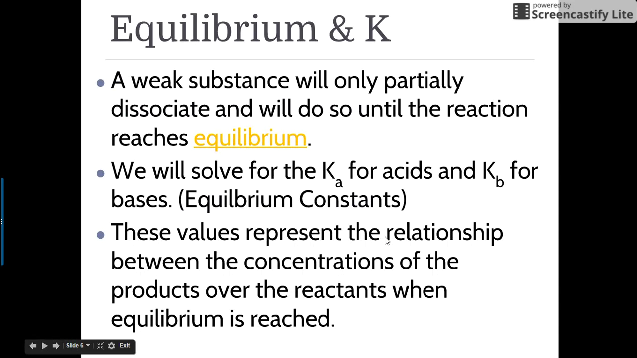So once again, a weak substance will only partially dissociate or separate, and will do so until the reaction reaches equilibrium. Okay. Now we're going to talk about Kas and Kbs. They are the same as KEQs or KCs. Only a Ka is for an acid when it's in water, and a Kb is for a base when it's in water. So basically, these values, the Ka and the Kb, represent the relationship between the concentration of the products over the concentration of the reactants when equilibrium is reached.